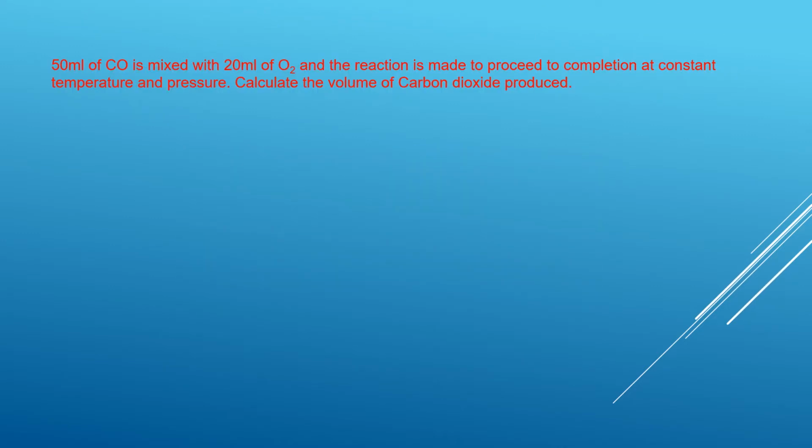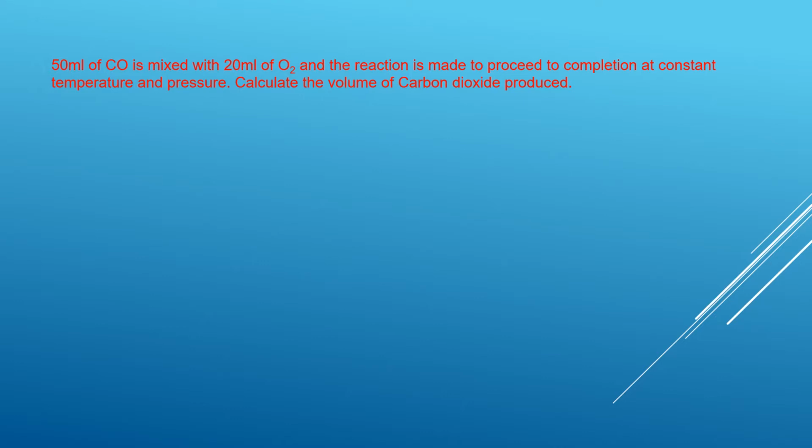Let's look at an example and see how we can use a limiting reagent to calculate the volume of a particular product. In this reaction, we have 50 ml of carbon monoxide reacting with 20 ml of oxygen. The reaction is made to go to completion at a constant temperature and pressure. We are required to calculate the volume of the carbon dioxide produced.